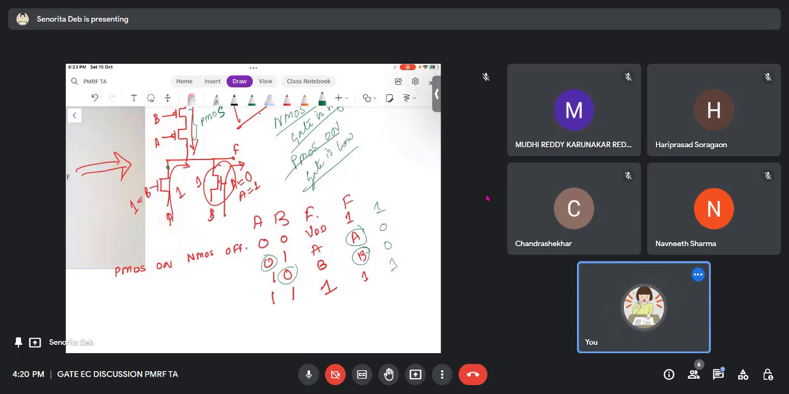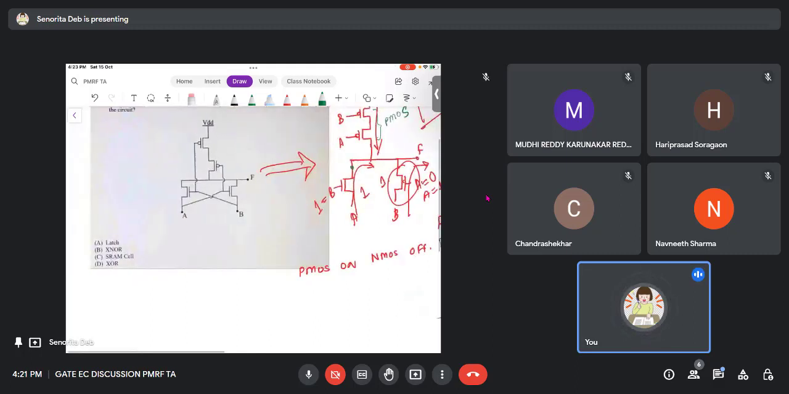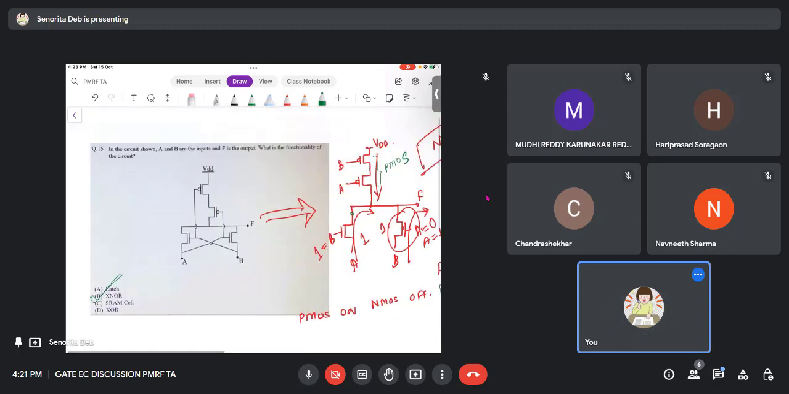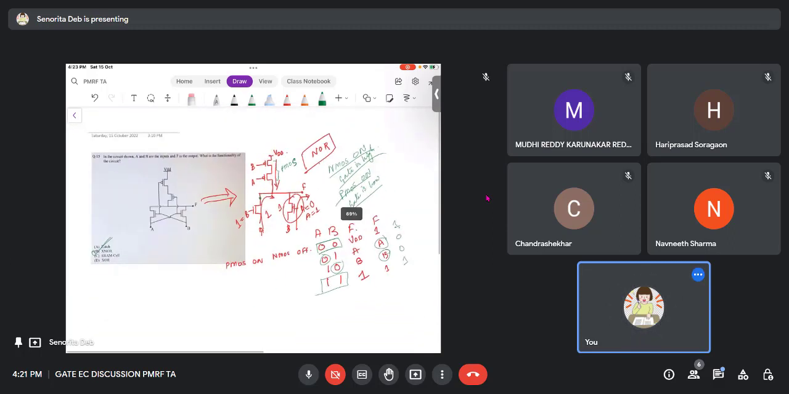XNOR gate is a matching identifier. So when both the inputs are equal, XNOR will give you 1. So it identifies matching values. So 1, 0, 0, 1 is XNOR. The answer is B. Okay, this was also a 1 mark question.